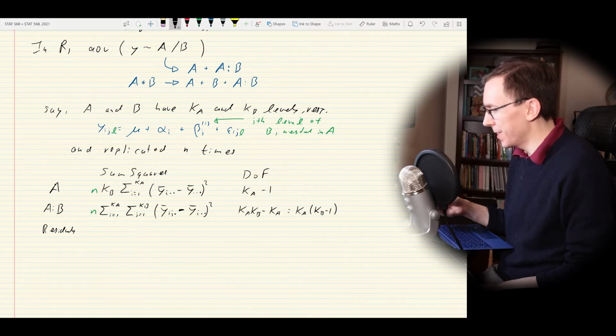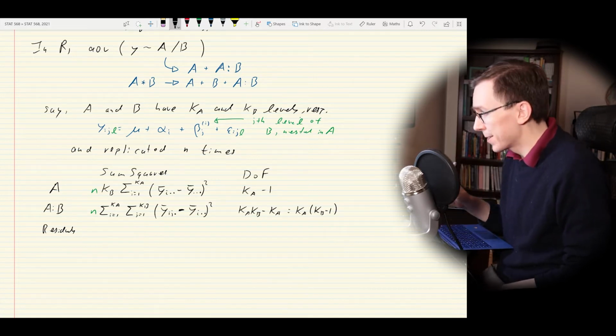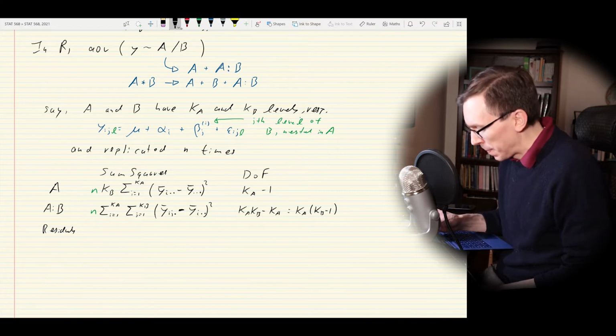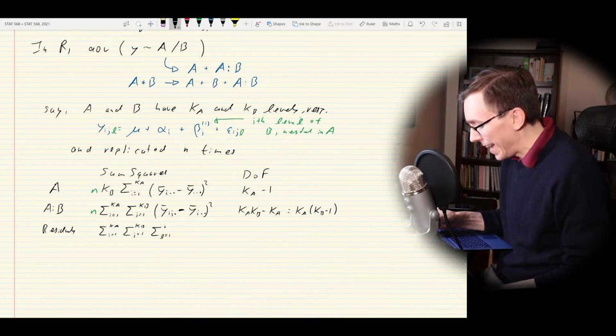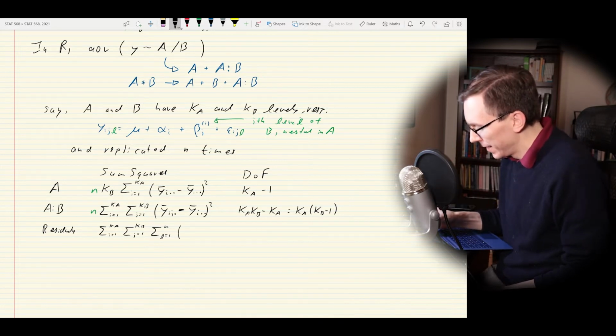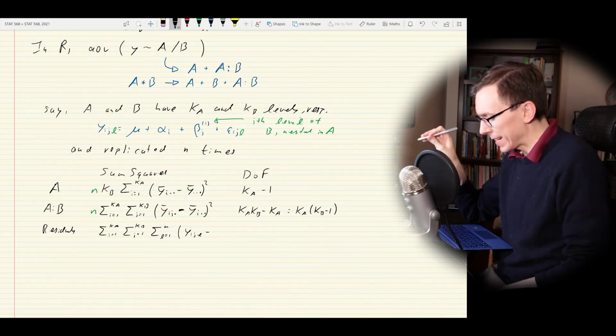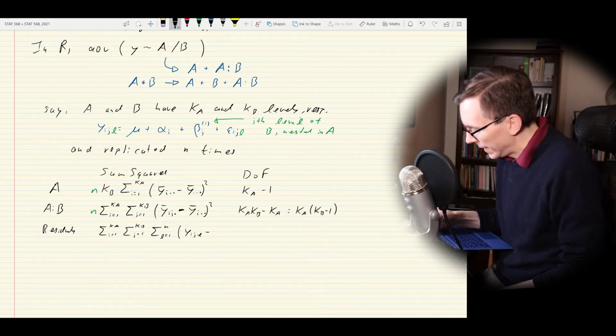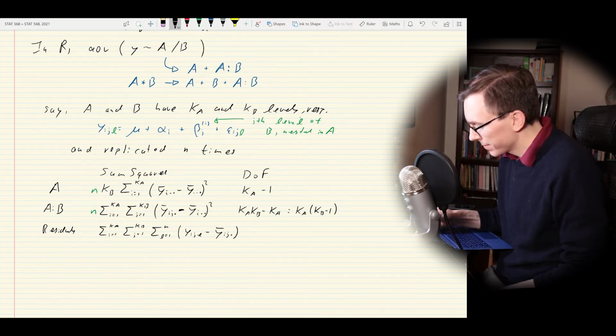Now we're back on track because now we'll have enough degrees of freedom left over for the residuals, and the residuals will look like the sum, in this case, i from 1 to Ka, j from 1 to Kb, and l from 1 to n. So now we're going to be summing over everything, summing yijl, and subtracting the ijth category mean with a dot there.